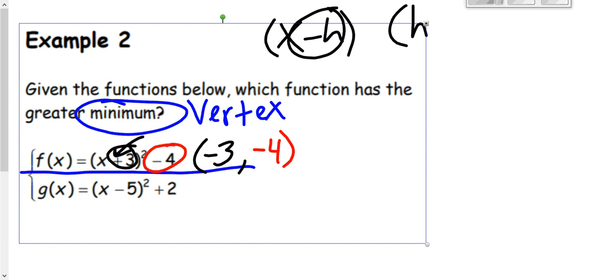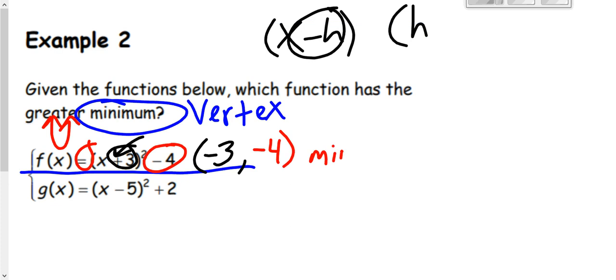Now, the next question you have to ask yourself is, is this opening up or is this opening down? There is no negative out in front, which means this opens up, so it is a minimum. So this minimum, which they kind of already told us because we're looking for a greater minimum, would it equal -3 or -4? Remember, we're always looking for the y coordinate, so this would be -4.